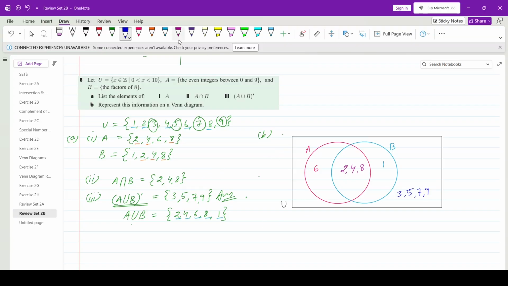Now this is the Venn diagram the question is asking us to make. So this is our answer. Let's go to the next question.